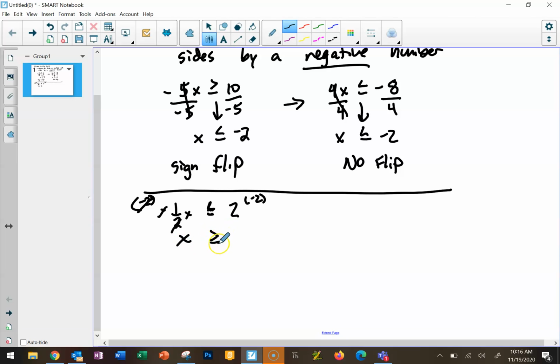So we've got x is greater than or equal to, and then don't forget the negative over here, we've got 2 times negative 2. So this is another example where we've got a sign flip. Okay, this was a sign flip because of division, and this was a sign flip because of multiplication.